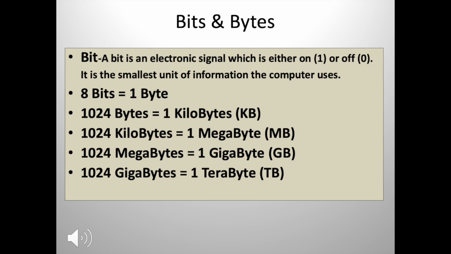1024 bytes equals 1 kilobyte. 1024 kilobytes equals 1 megabyte. 1024 megabytes equals a gigabyte. And finally, 1024 gigabytes equals 1 terabyte. There are other units that are much bigger, but for practical use, we typically use megabytes, gigabytes, and terabytes in schools.